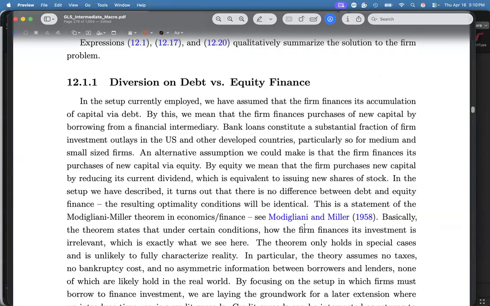The one thing that you should remember is there's an irrelevance condition here called the Modigliani and Miller theorem, okay? Which says that there's no difference between debt and equity finance. Therefore, the optimality conditions that we've seen here are essentially the same. So that's the only thing that's important in this section, which is the conceptual idea na given perfect competition here and complete markets, there is no difference between debt and equity finance. The optimality conditions for the firm will be the same.